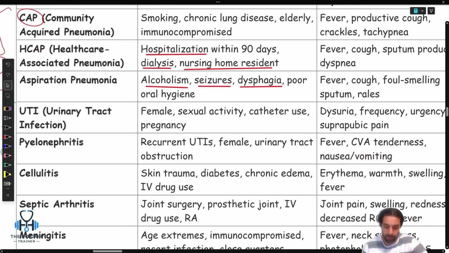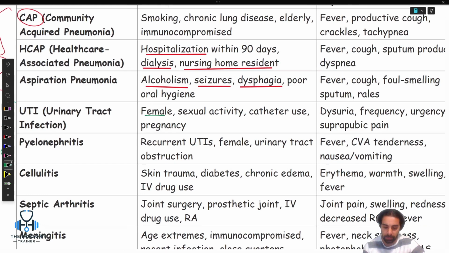UTI and pyelo kind of go hand in hand, okay? So UTI, most of the time it's females, but if it's going to be a male, it's going to be because of BPH and trouble with emptying their bladder, okay? Sexual activity is the one very rare scenario, with your honeymoon UTI from Staph saprophyticus. And then catheter use can cause what's called a CAUTI or catheter-associated UTI.